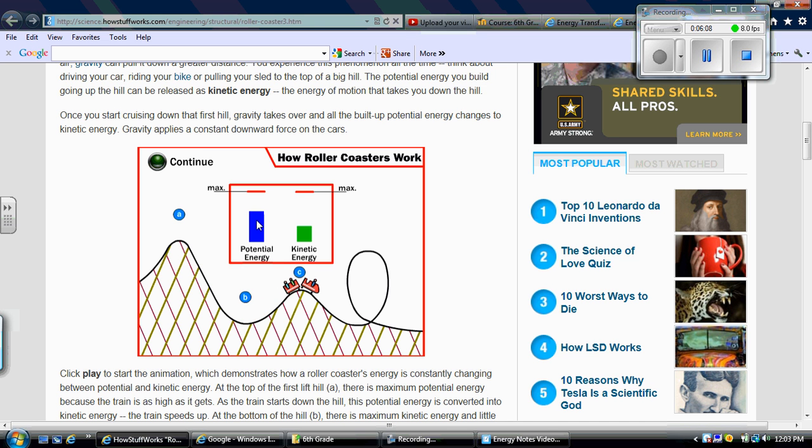Okay, we still have a lot when we go up. There's more potential, less kinetic. When we start going down, less potential, more kinetic. More kinetic, less potential.